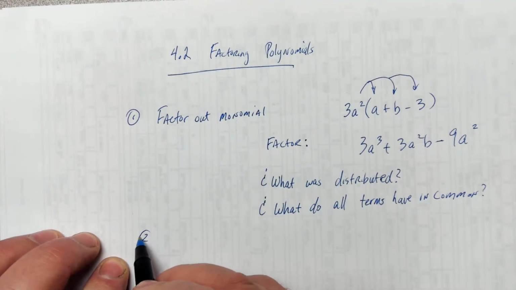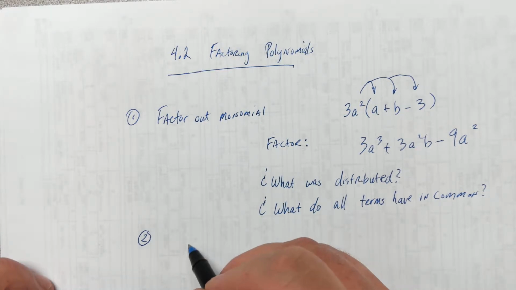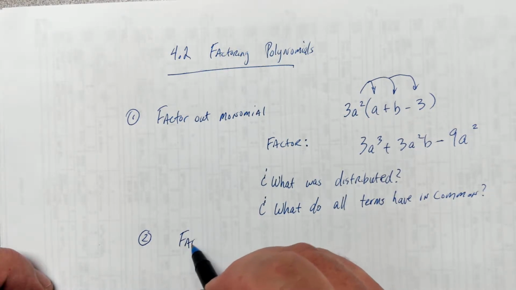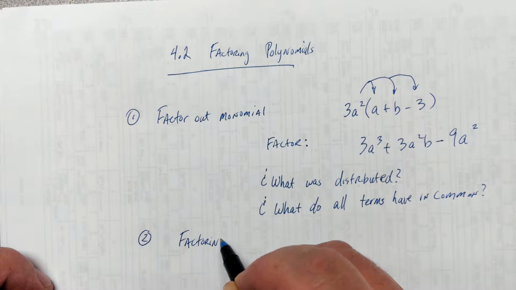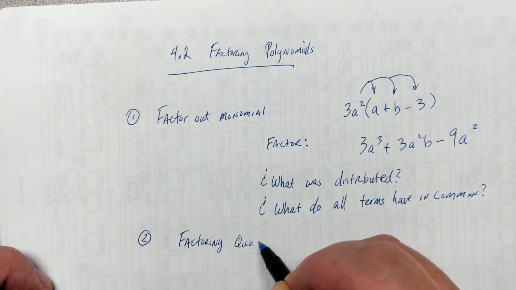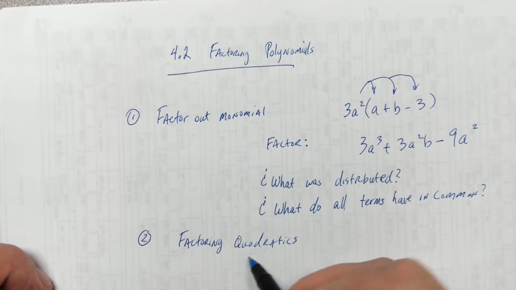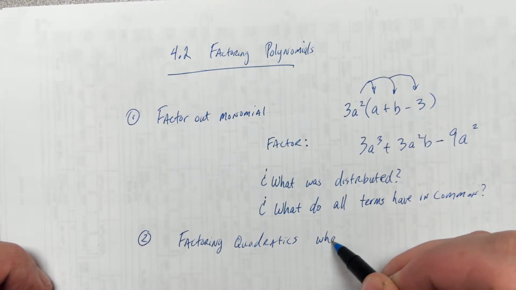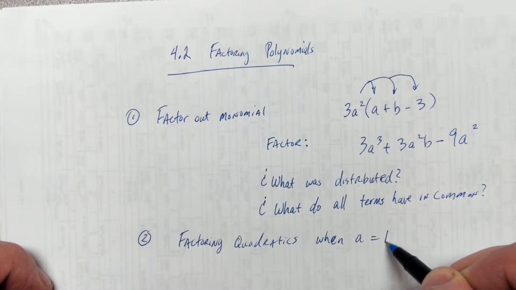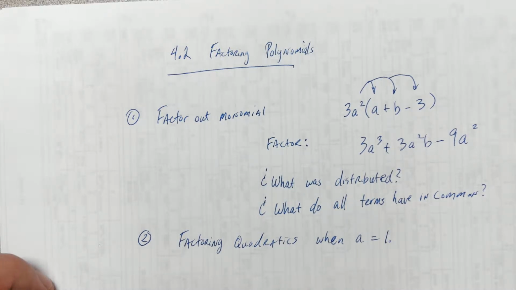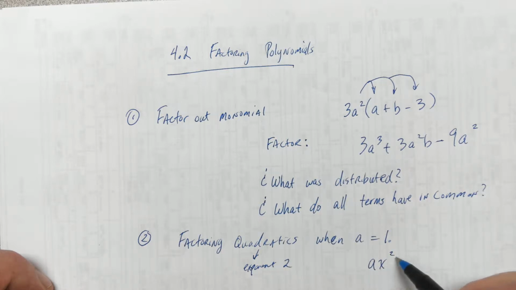The second kind we're going to do today, we're going to be factoring quadratics, or quadratic expressions, when a equals 1. I'll write it out in words and then I'll explain what it means. So what I mean by that, a quadratic has an exponent of 2, a degree of 2, right? And they're like this, ax squared plus bx plus c.